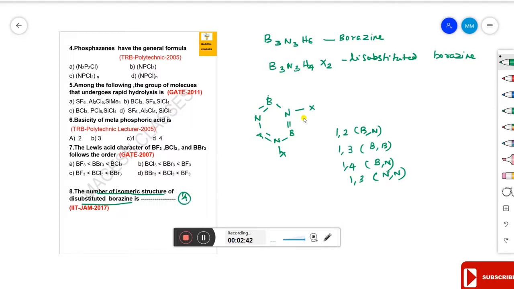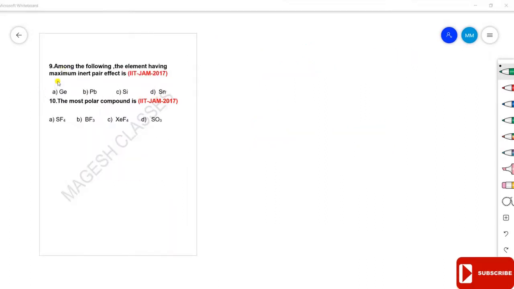Okay, it is solved. Among the following, the element having maximum inert pair effect is? This question is from IIT-JAM 2017. Germanium, lead, silicon and tin. It is the carbon family: carbon, silicon, germanium, tin, lead.